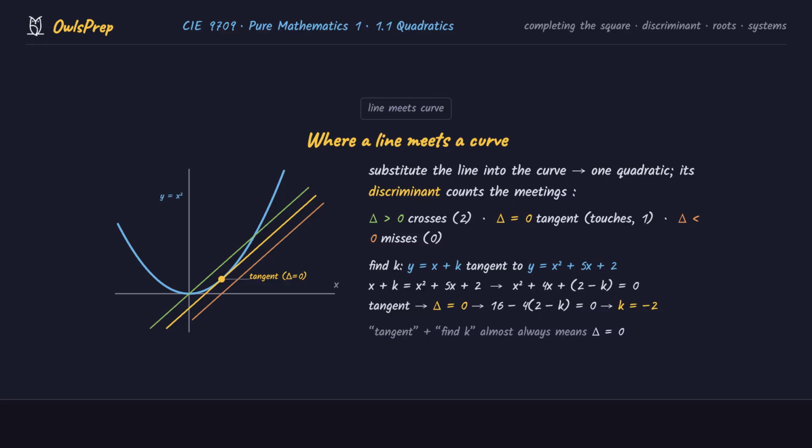For example, for what value of k is the line y equals x plus k a tangent to the curve y equals x squared plus 5x plus 2? Substitute, and it tidies to x squared plus 4x plus (2 minus k) equals 0. Tangent means the discriminant is 0, so 16 minus 4 times (2 minus k) equals 0, which gives k equals minus 2. So whenever a question says the word tangent and asks you to find a value, it almost always means one thing: set the discriminant to 0.